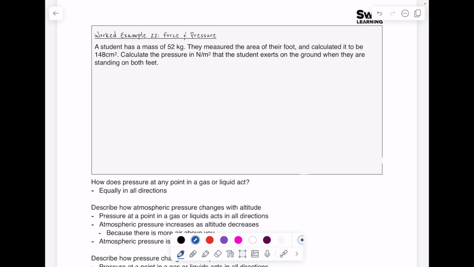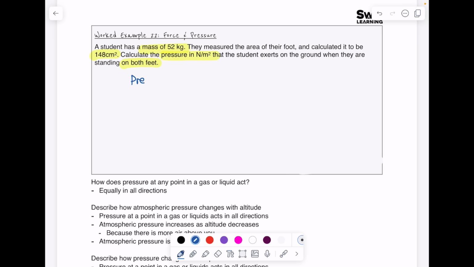Let's do a calculation here. A student has a mass of 52 kilograms. They measured the area of their foot and calculated it to be 148 centimeters squared. Calculate the pressure in newtons per meter squared that the student exerts on the ground when they are standing on both feet. So we've got quite a lot going on here.